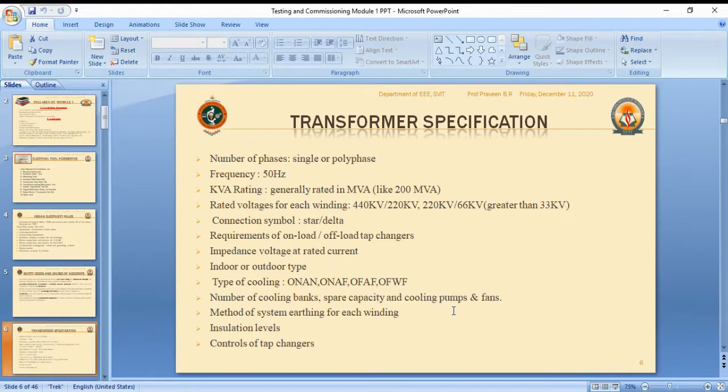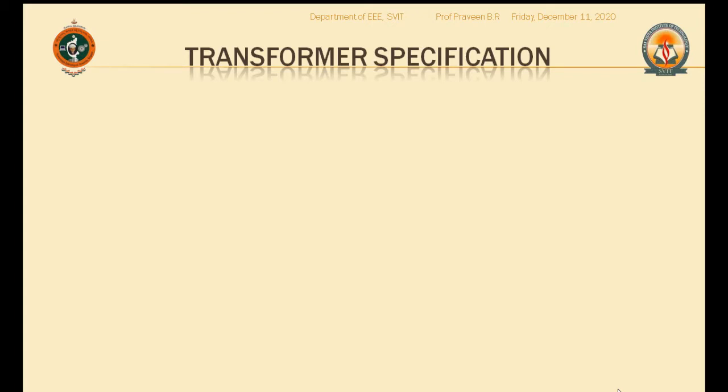So let us see what you mean by specification, and in a transformer what is important while you are procuring a transformer. Let us see first. So coming to transformer specification, there are 10 important points which we have to talk about. The first point is whether it is a single phase transformer or a three-phase transformer, which we need to mention.